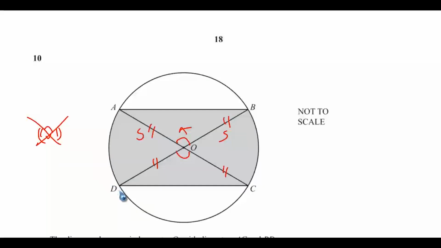The next thing we need to do is find angle DOC. By using the cosine rule, we've been told that this side is 9 centimeters, and this will also be 9 because they are congruent. These two sides are 5. We can find DOC using the cosine rule because we know the three sides.